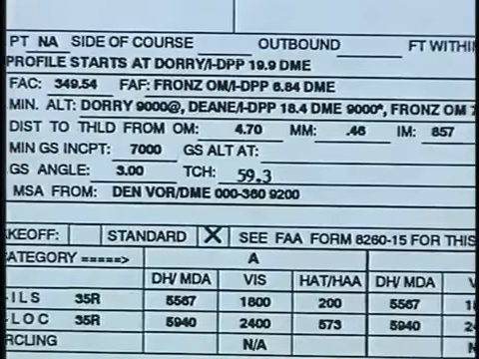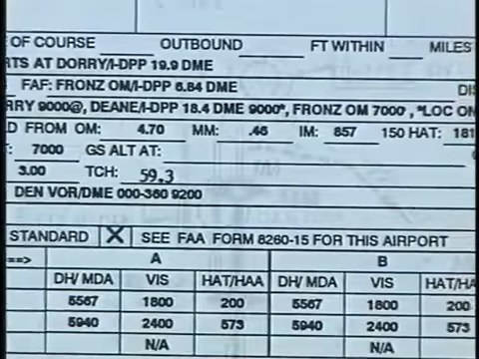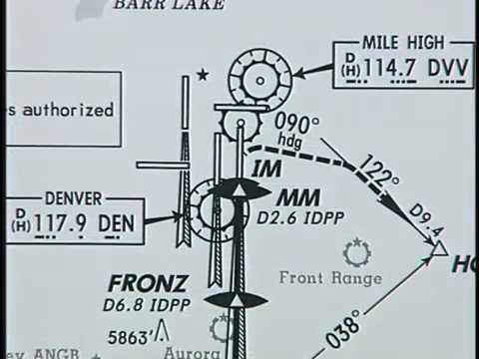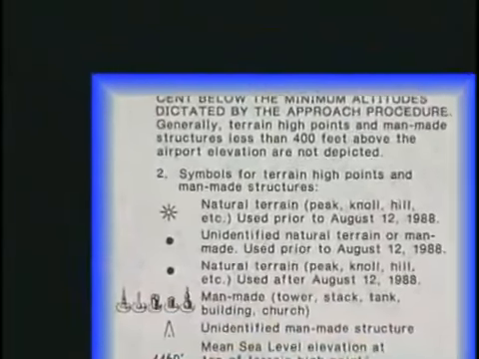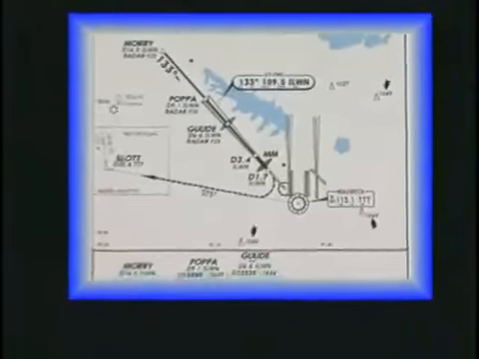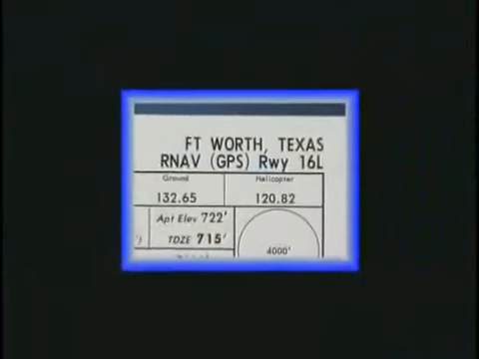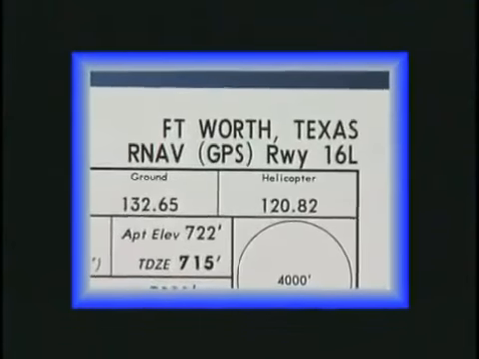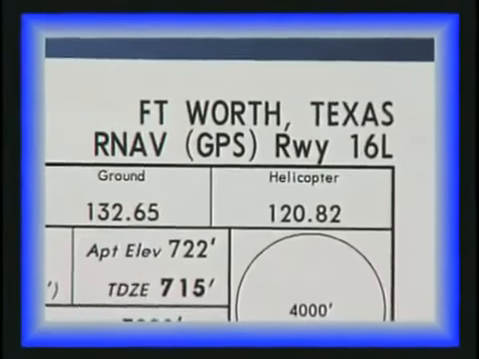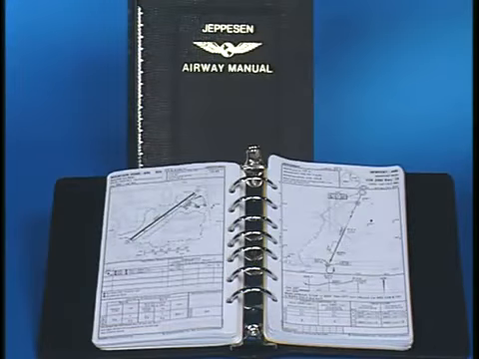Approach charts are the visual form of an instrument procedure and give you the vertical and horizontal information necessary to make a successful approach to an airport. In this segment, we'll look at what information is contained on an approach chart and how it is presented. Then we'll look at some new technology that is appearing on your approach charts. We'll begin with a look at Jeppesen approach and airport charts.